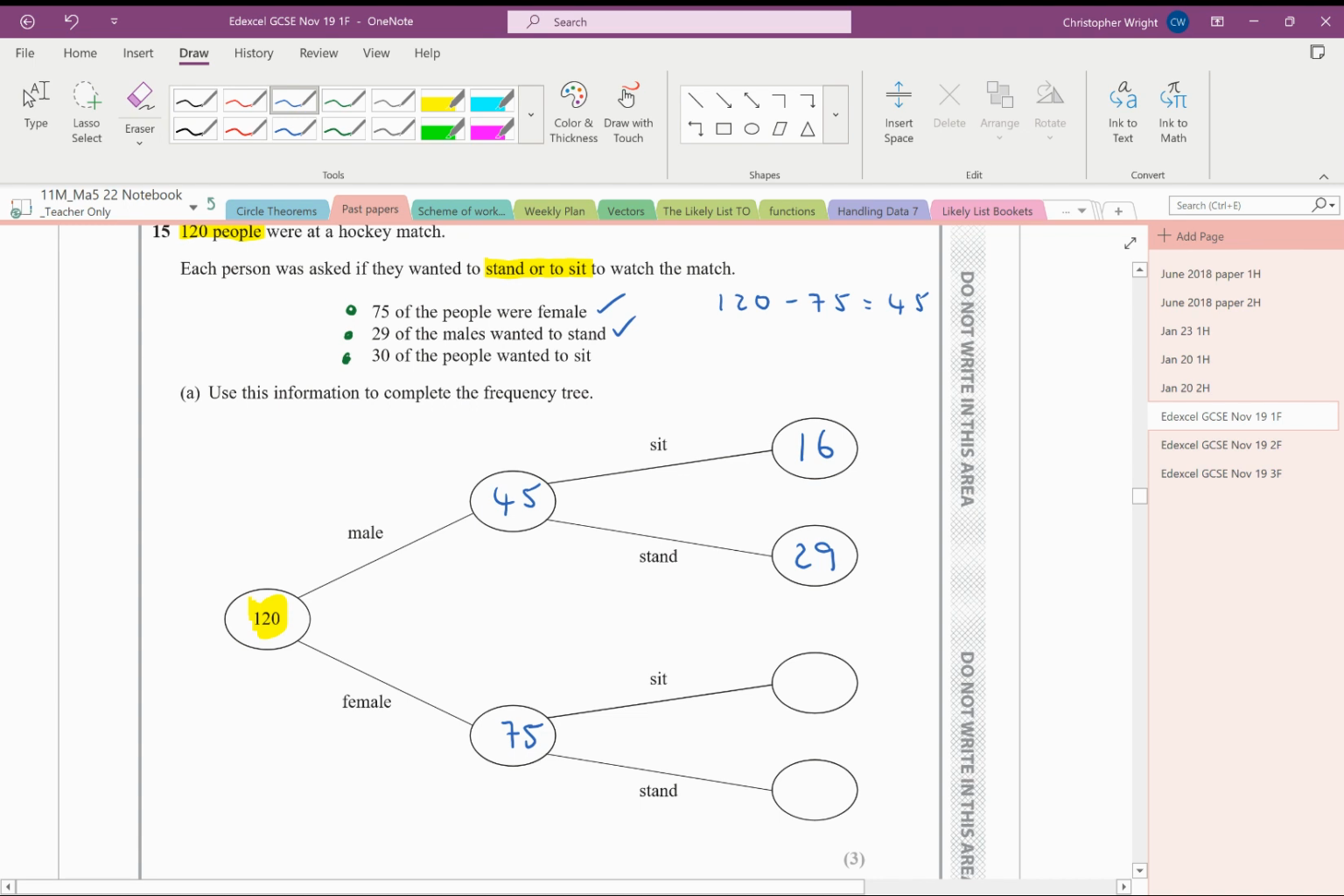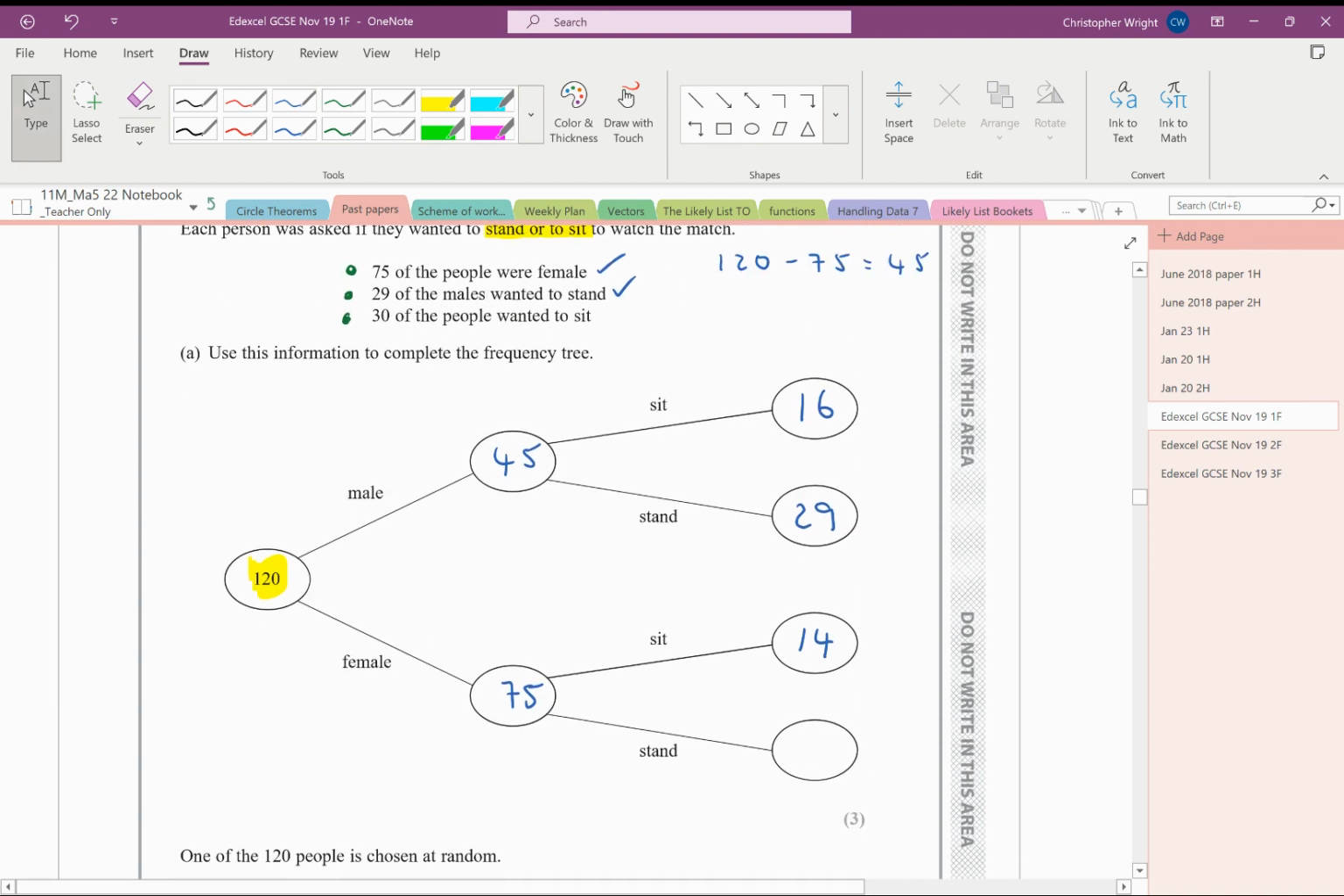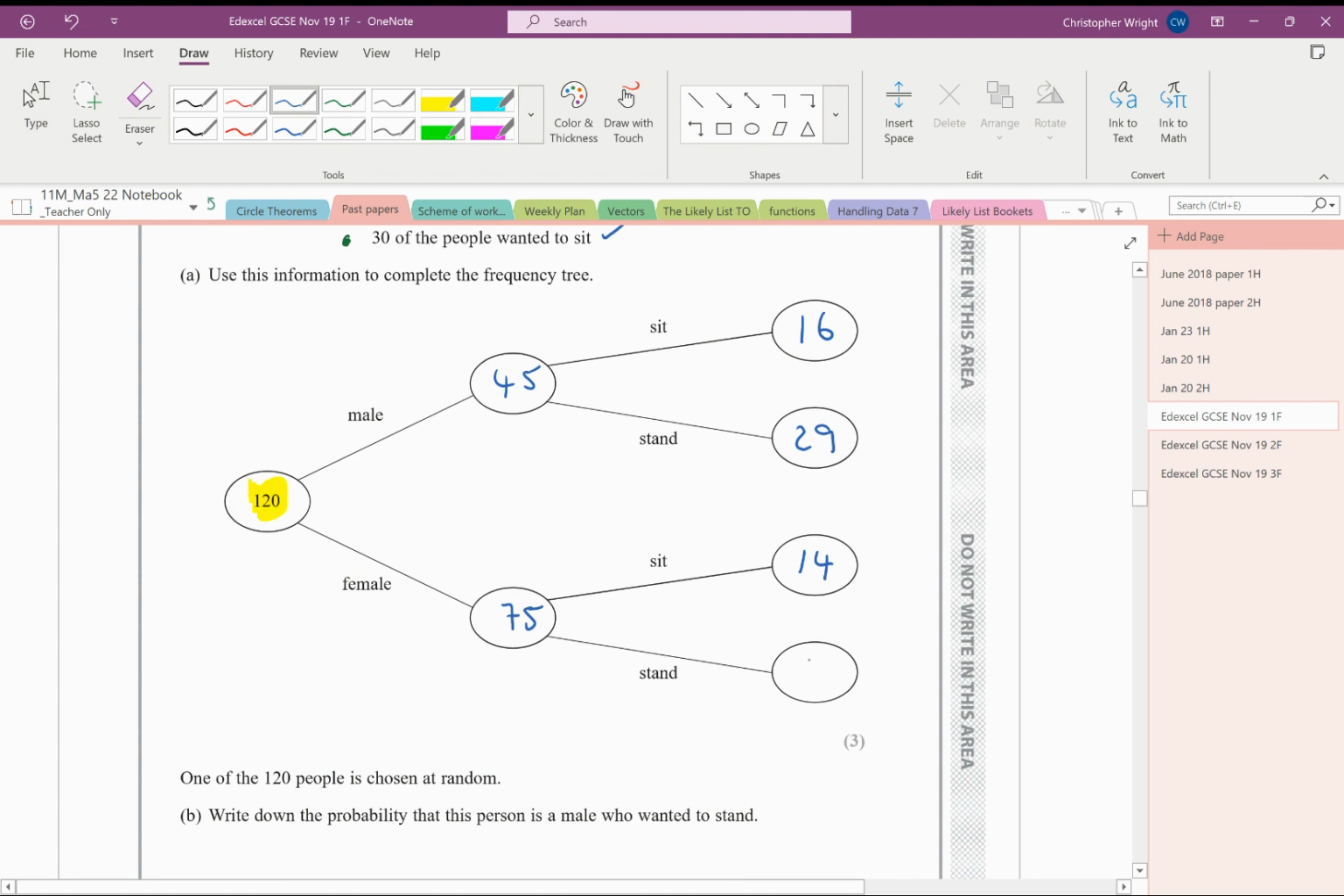Right, 30 of the people wanted to sit. Well, I've got 16 males sitting, and 30 people want to sit all together. So 30 take away 16. There must be 14 females who want to sit. So that must be 14 there. So I've used that piece of information. How am I going to fill in this last bit?